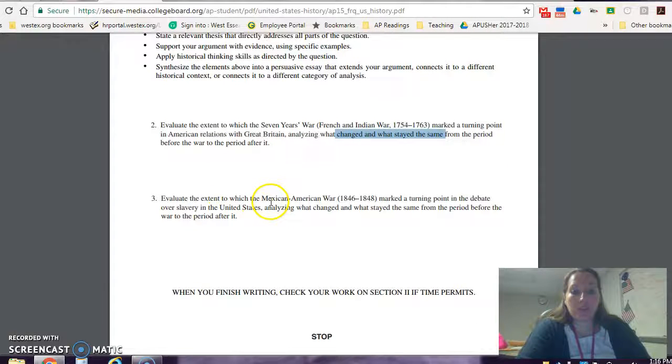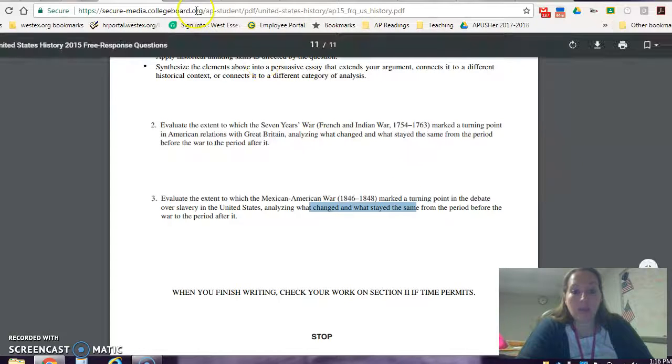Here, evaluate the extent to which the Mexican-American War marked a turning point in the debate over slavery in the United States. Again, analyzing what changed and what stayed the same. If we have time, we'll come back to these. I would say both of these are to a great extent. I feel like we covered them extensively at the review session. And number 3 here, we covered this extensively in class when we reviewed period 5, so I feel like you guys are good on those.